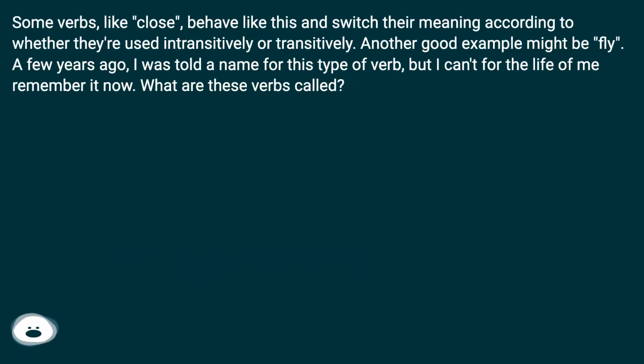Some verbs, like close, behave like this and switch their meaning according to whether they're used intransitively or transitively. Another good example might be fly. A few years ago, I was told a name for this type of verb, but I can't for the life of me remember it now. What are these verbs called?